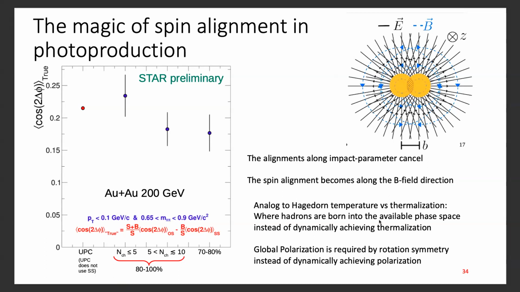So Daniel will give you a talk about a lot of other fancy measurements we can do, but this is just to give you one of the examples.